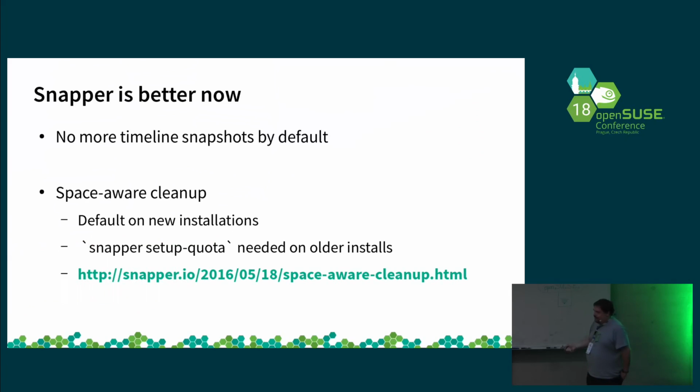But it's got a heck of a lot better in the last few years. So any installation that's SLE 12 or later, so any Leap 15 installations, any new Tumbleweed installation, will not have timeline snapshots enabled by default. So you're not going to constantly be taking snapshots just for the hell of taking snapshots on your file system. And so that number gets smaller, therefore you're carrying less diffs, therefore you're using less space.